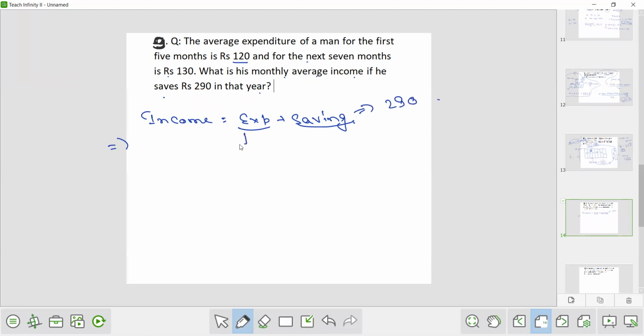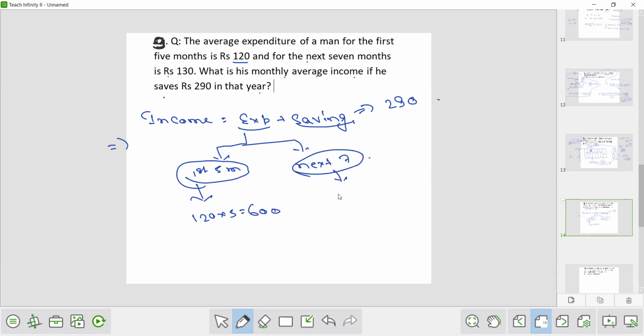Now how to find the total expenditure? So expenditure for first 5 months and expenditure for next 7 months, the average is given. So from here we can find the total for the first 5 months for expenditure. So it will be 120 into 5, that is 600. And for the next 7 months, the expenditure will be 130 into 7, that is 910. So the total expenditure will be 910 plus 600, that is 1510.